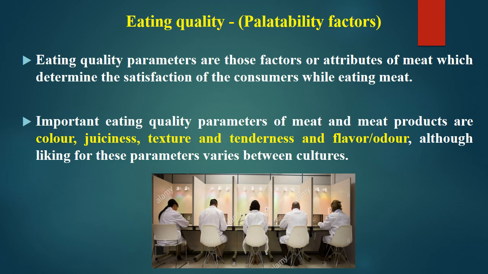So we have discussed the physicochemical quality aspect, or functional quality aspect, of meat quality, and here is the eating quality of meat, or palatability aspect. Eating quality parameters are those factors or attributes of meat which determine the satisfaction of the consumers while eating the meat. So it is purely human satisfaction, human factors. The important eating quality parameters of meat and meat products are color, juiciness, texture and tenderness, and flavor.